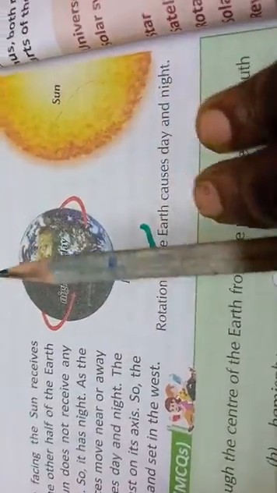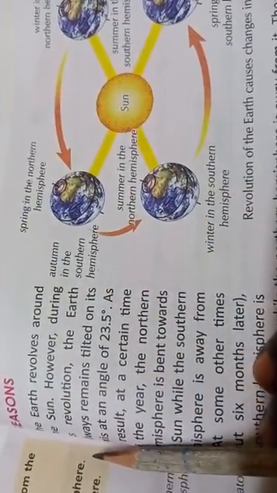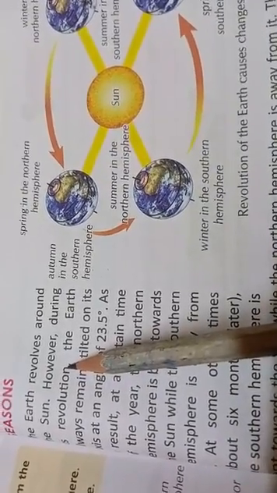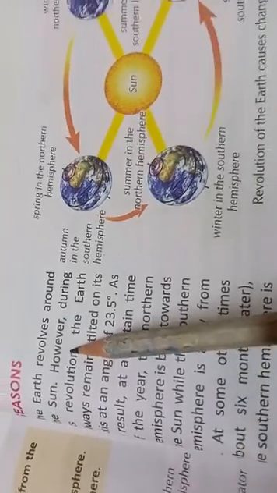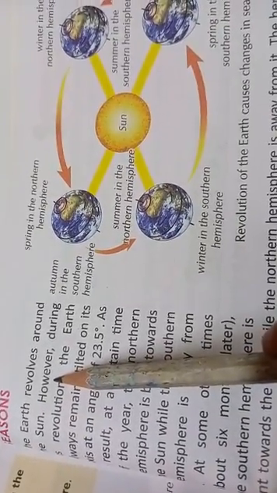And today we are learning seasons. In your lower classes, you learned different types of seasons. Which are they? Yes, winter, summer, monsoon, spring and autumn. These are the seasons. And what is the reason for seasons? Revolution of the earth is the reason for seasons.